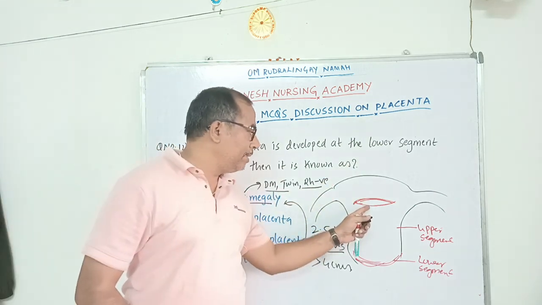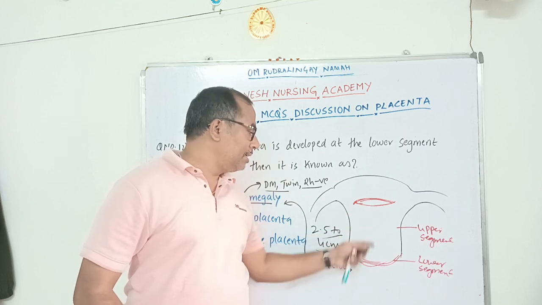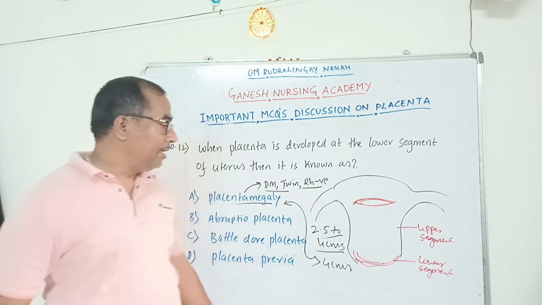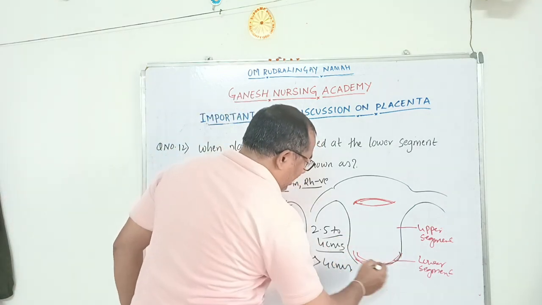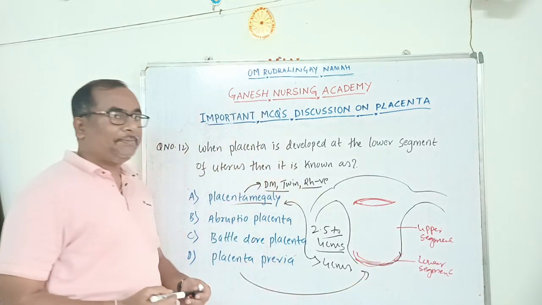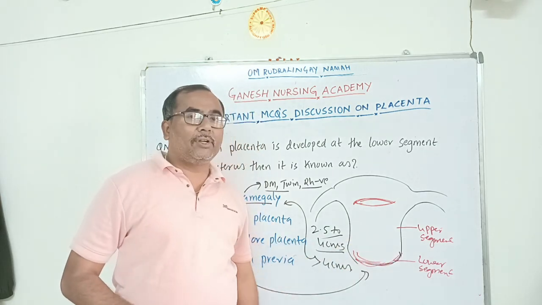Here the placenta should be developed at the upper part of the uterus, but it is not. It is developed at the lower segment of the uterus. When the placenta is formed at the lower segment of the uterus, it is known as a placenta previa.